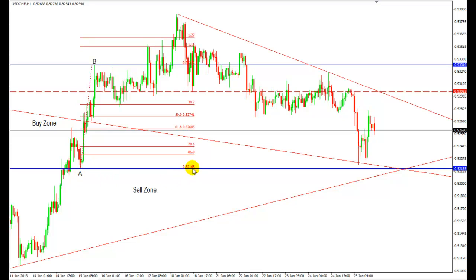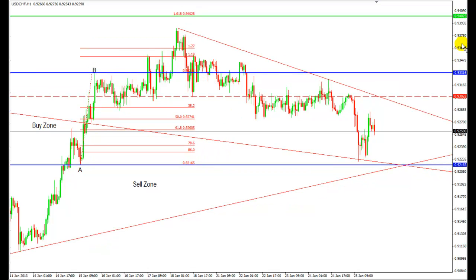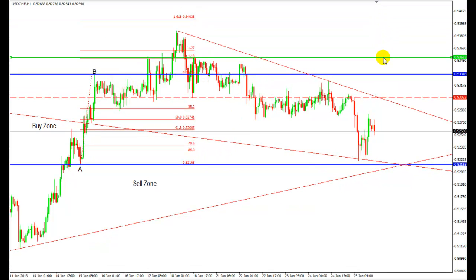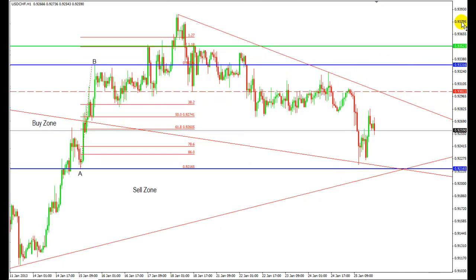Well, we've got the A at 92.16 and the B at 93.31 area. Retracement to the 86%. Therefore, I'm going to adjust this to the 1.18, look. We're going to adjust it, so now we're expecting the extension to go towards the 93.52 area.